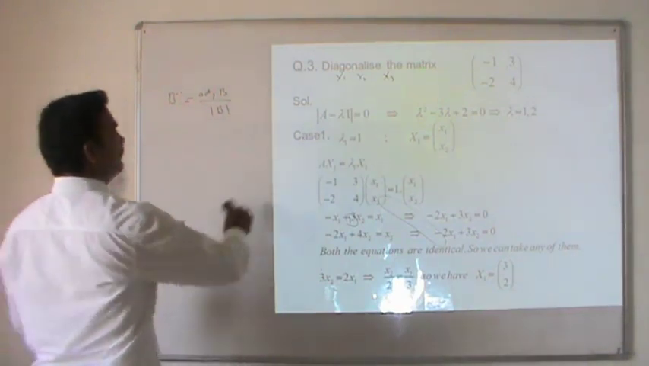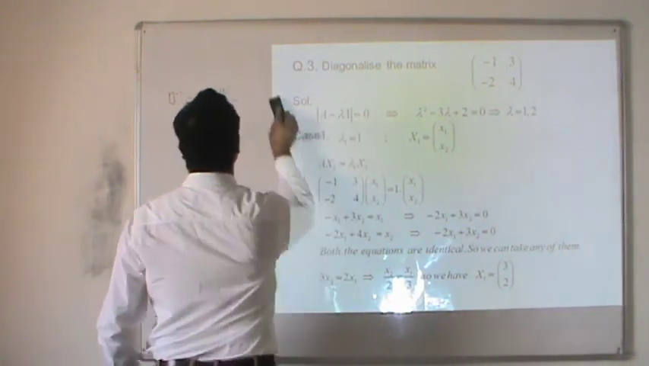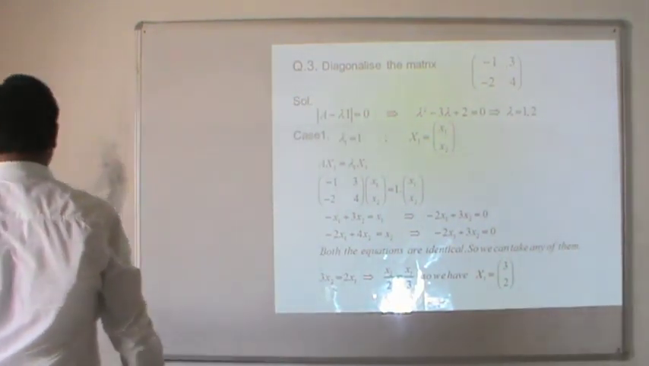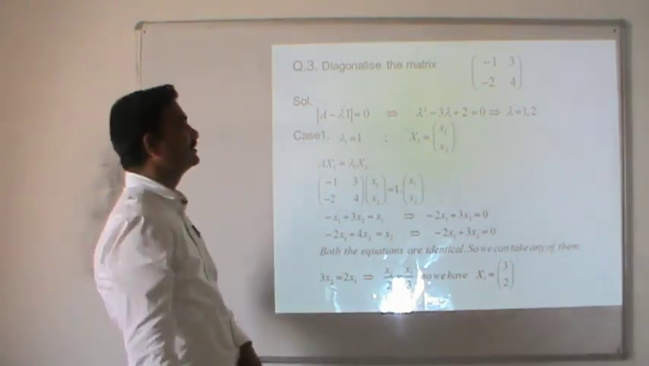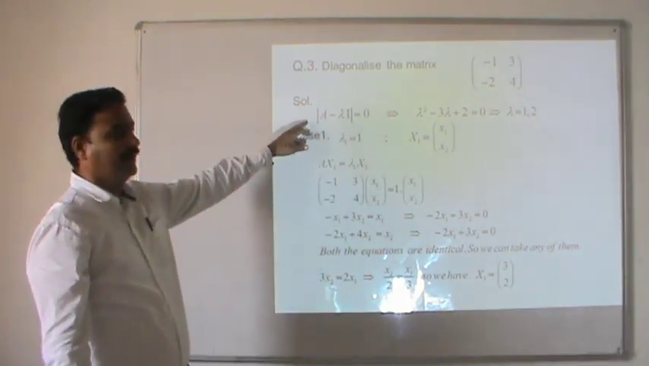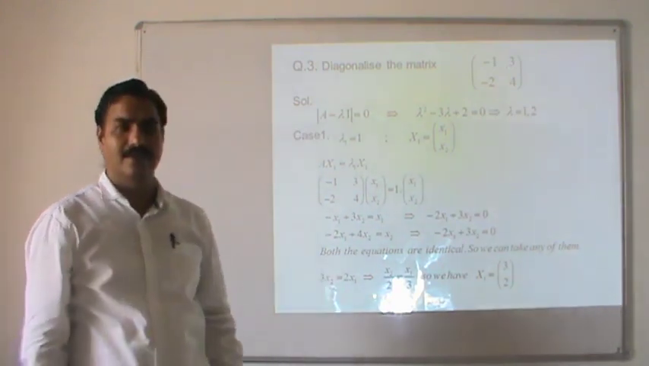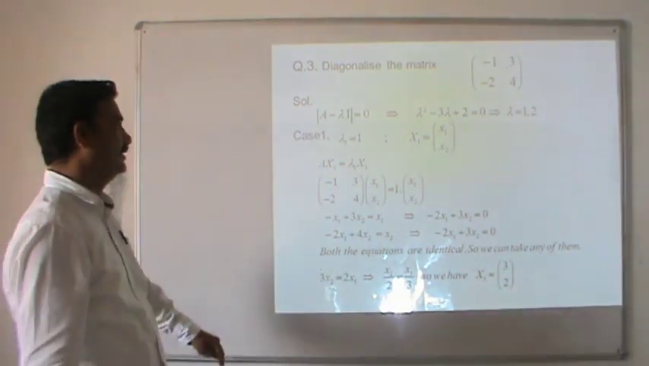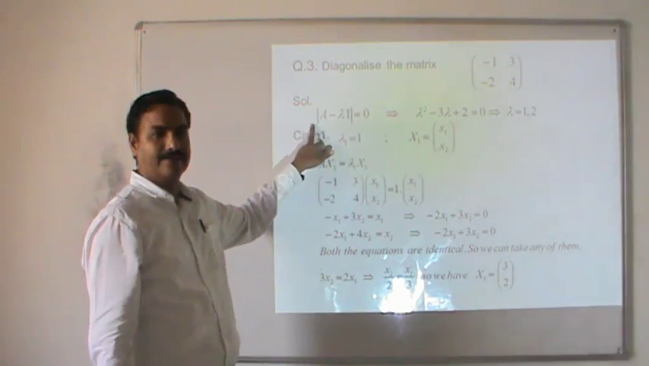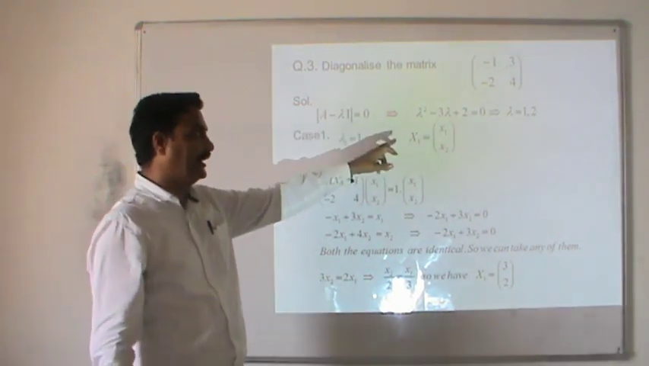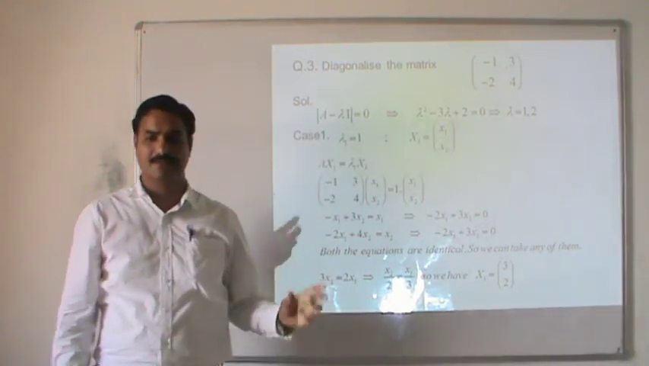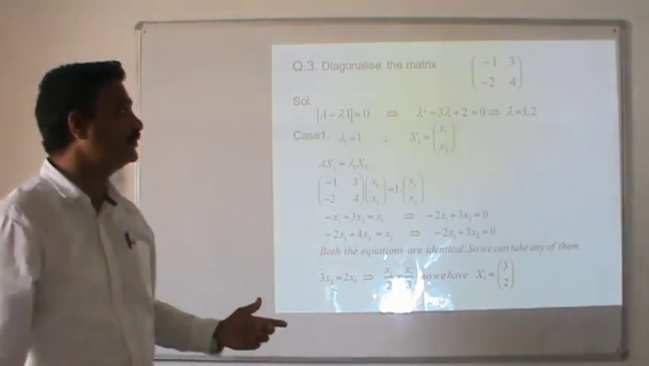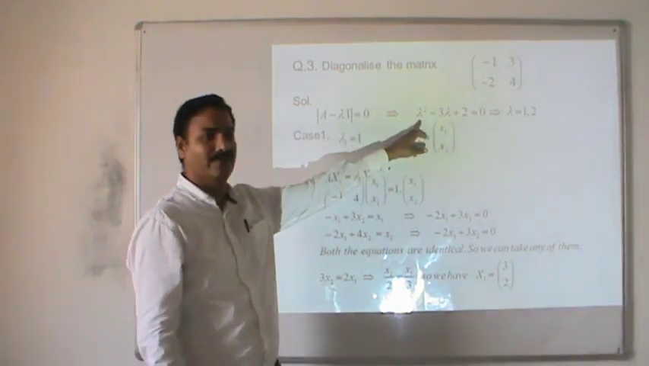This is the next problem. Again, diagonalization of a 2 into 2 order square matrix. In order to diagonalize the square matrix A of 2 into 2 order, first of all we find its characteristic equation, which is quadratic in terms of lambda because our square matrix is of 2 into 2 order, so we get a quadratic equation in terms of lambda.